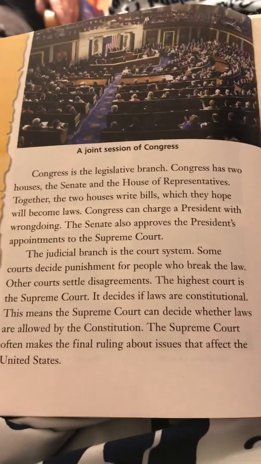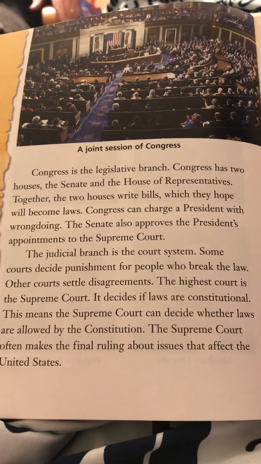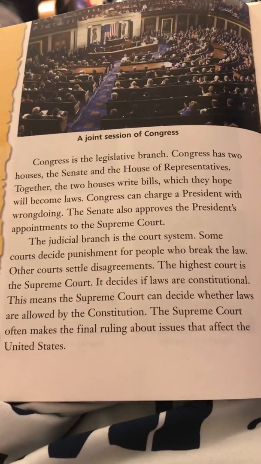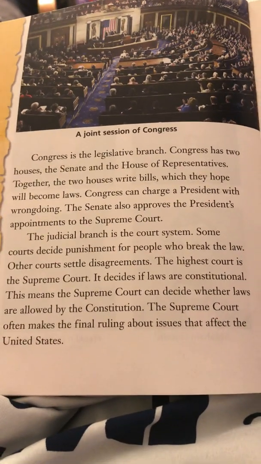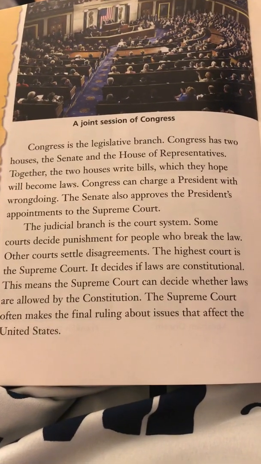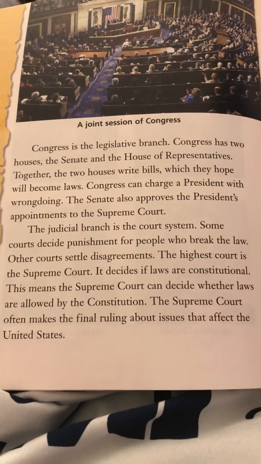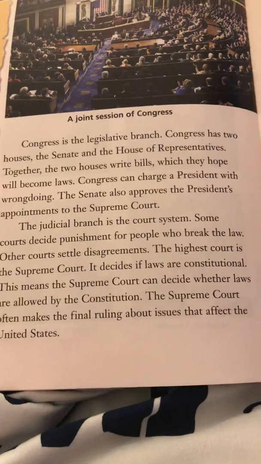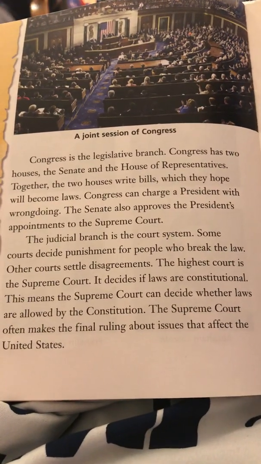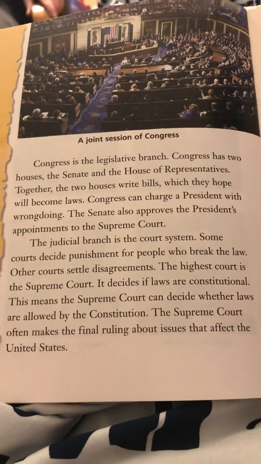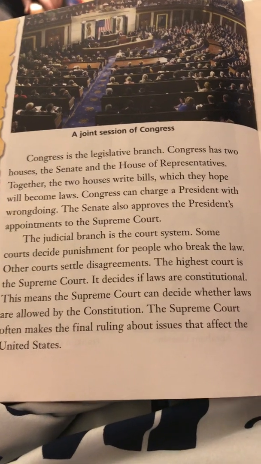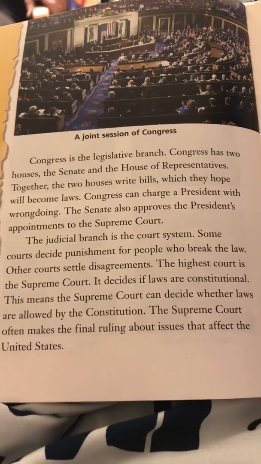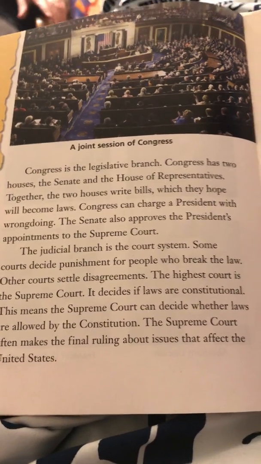The judicial branch is the court system. Some courts decide punishment for people who break the law. Other courts settle disagreements. The highest court is the Supreme Court. It decides if laws are constitutional. This means the Supreme Court can decide whether laws are allowed by the Constitution. The Supreme Court often makes the final ruling about issues that affect the United States.